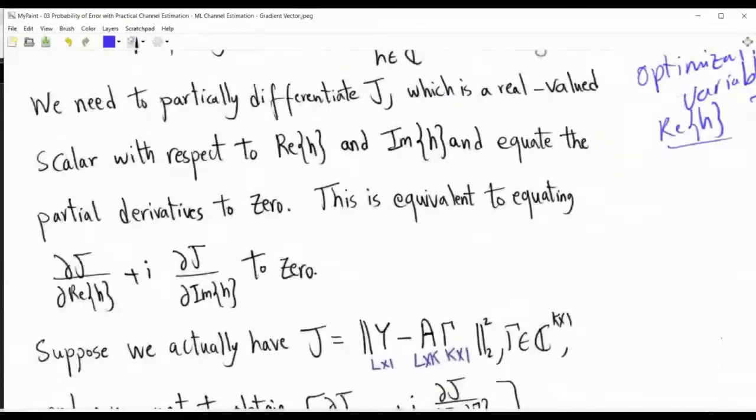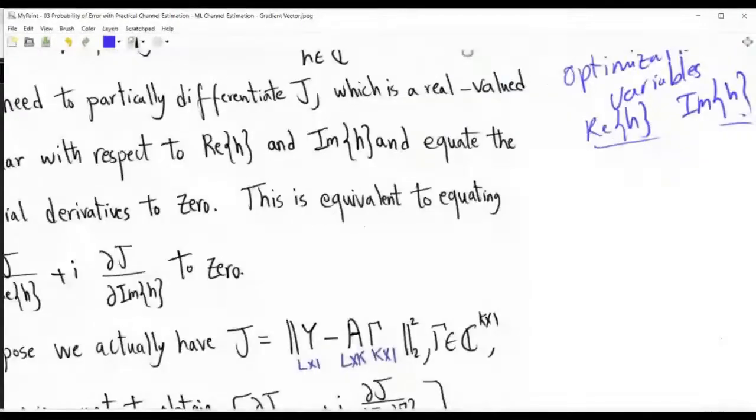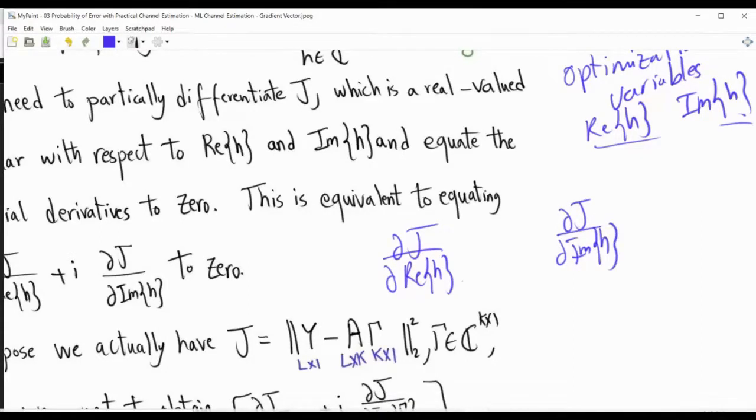One thing we can do is, suppose that you get the partial derivative with respect to the real part, and you get the partial derivative with respect to the imaginary part. Rather than equating each one to zero, we can combine them as a complex quantity like this and equate to zero. The idea here is simple. If a complex number is equal to zero, then the real part is equal to zero and the imaginary part is equal to zero.